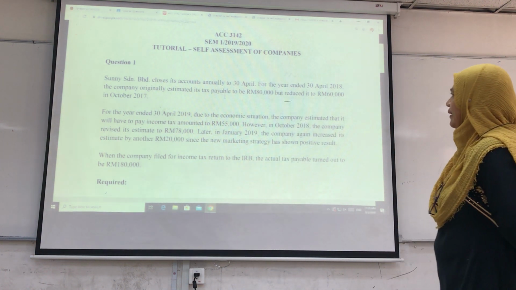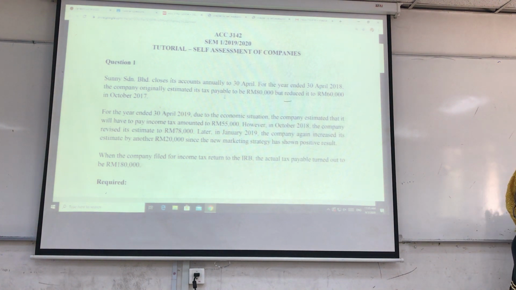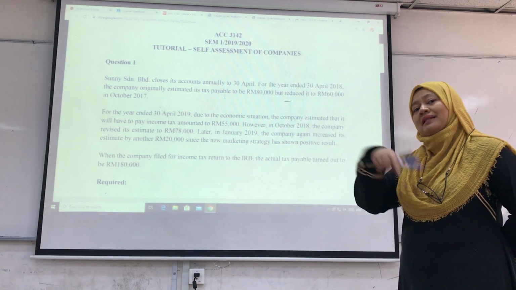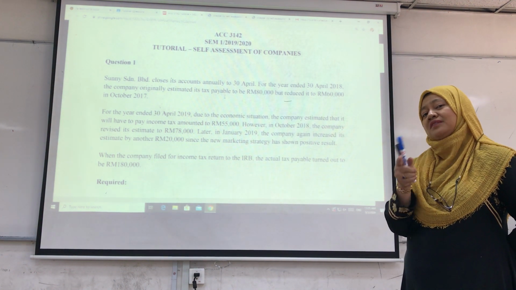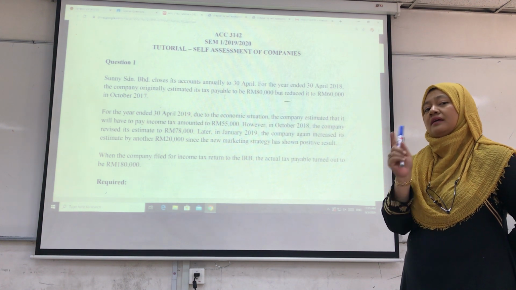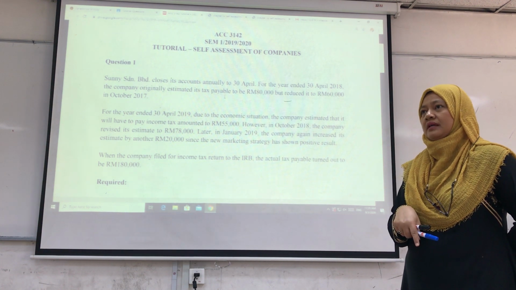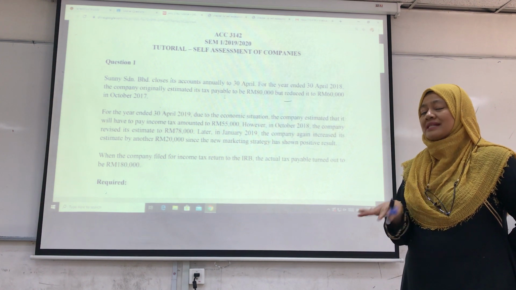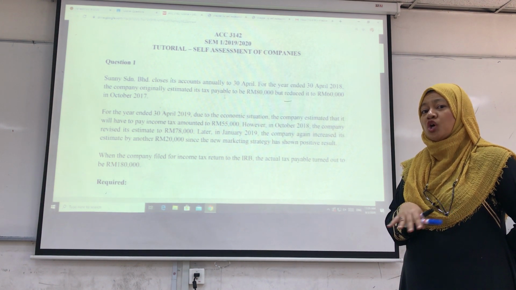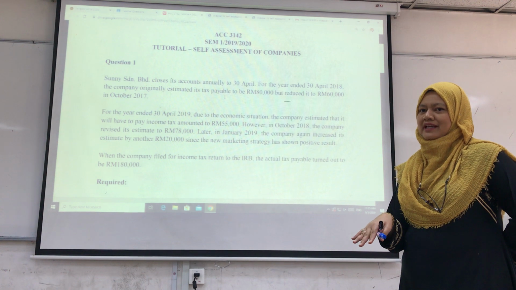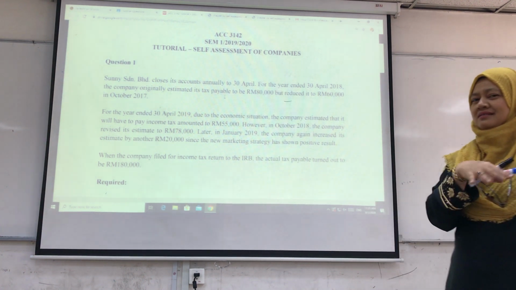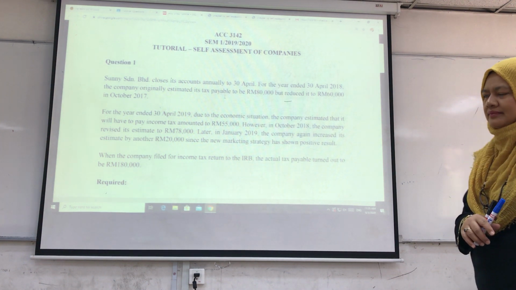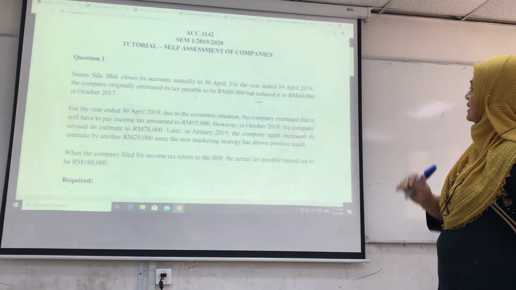So the question number 1. Sunny Sdn Bhd closed its accounts annually to 30th April. Remember that in the previous lecture my example was year end 31st of December. Here's a tip: in your exam, most likely the question will be non-31st December. So do not expect 31st December to be your exam question. That's the soalan bocor. So your year end is 30th of April.